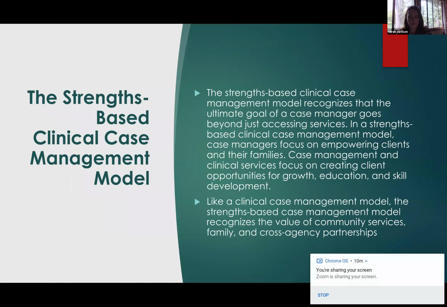However, we're really hyper-focused on the empowerment piece. So again, across the board, we use this lens that the patient is the expert, not us. And so that's really sought after in this model. Our case management and services focus on creating client opportunities for growth, education, and skill development. We are going to hone in on their strengths and make them more broad, if you will.